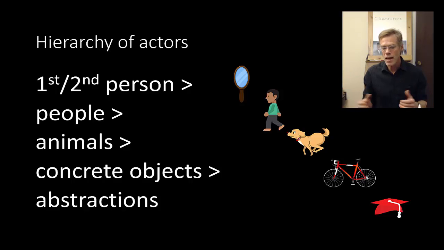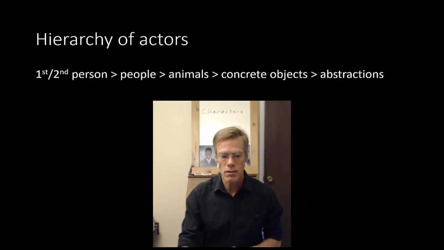And then finally, there's abstractions like education. Education, again, it's going to be more challenging to tell a story about something abstract that is not tangible, that doesn't seem to have any free will. But we can tell stories about entropy. We can tell stories about nominalizations and so on, as long as we make them actors that are performing actions.